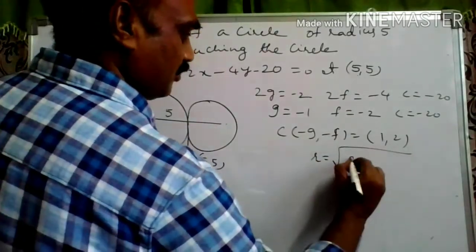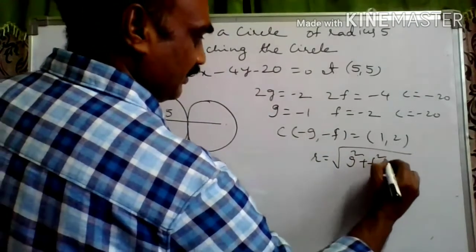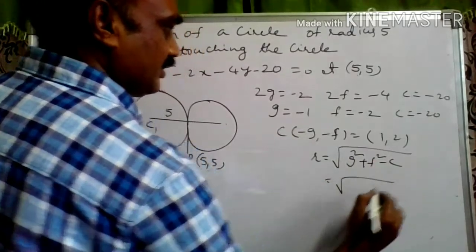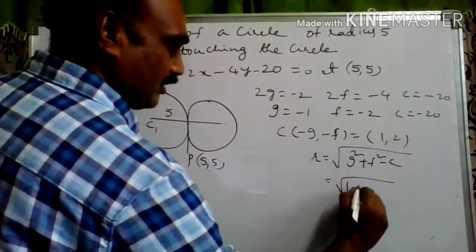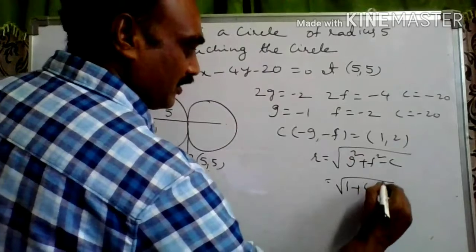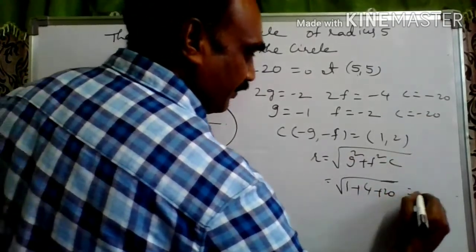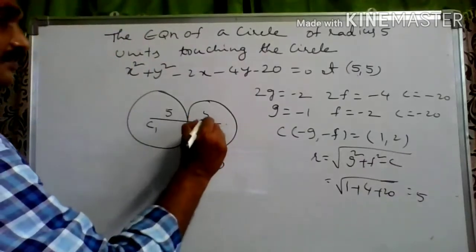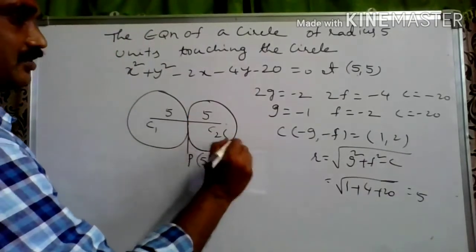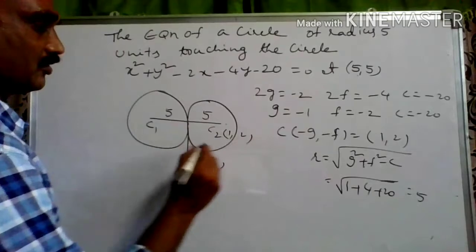Radius is equal to formula root of g square plus f square minus c. That is equal to root of minus 1 whole square 1, plus minus 2 whole square 4, minus c plus 20. This is root 25, that is 5. Now what is C2? C2 is equal to 1 comma 2.